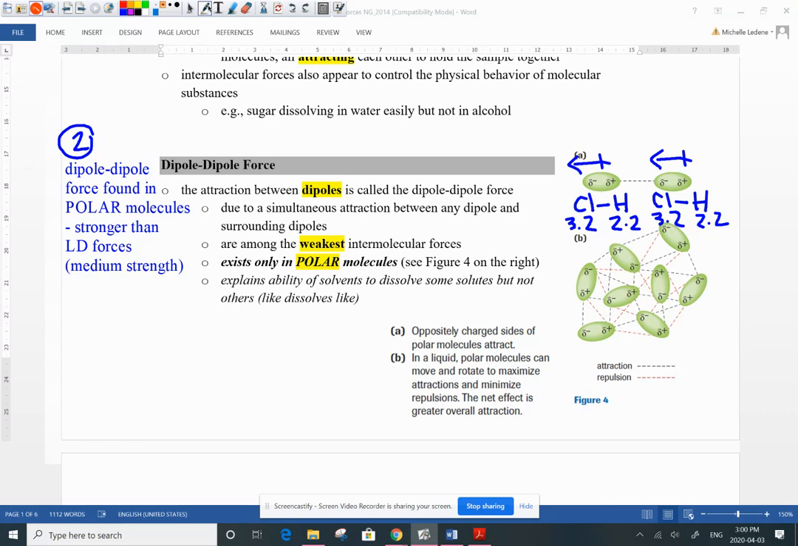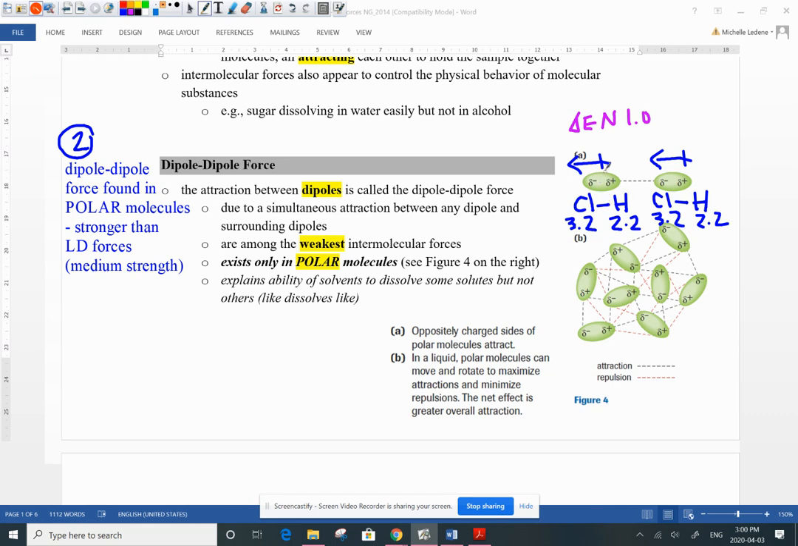These, again, are only in polar molecules. So my example over here is hydrogen chloride. And you can see that there's a bond dipole. The electronegativity difference here is a value of 1.0. That puts us into the polar bond range. So we know we have a polar bond. It's a diatomic molecule. It's not symmetrical. This is a polar molecule.